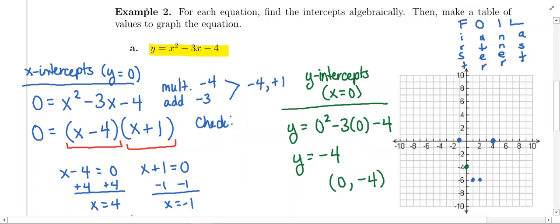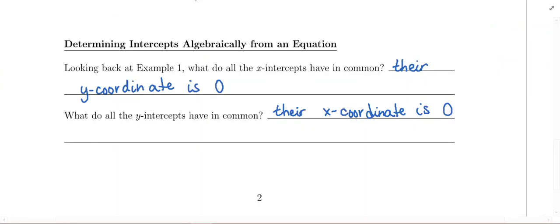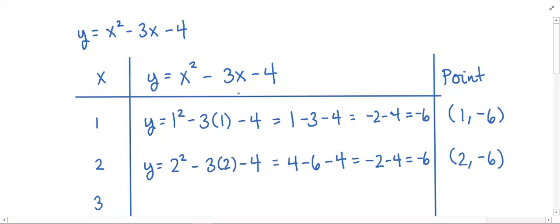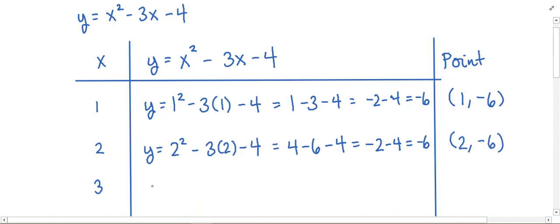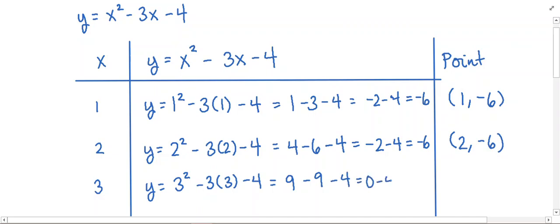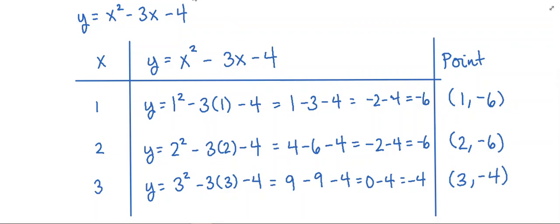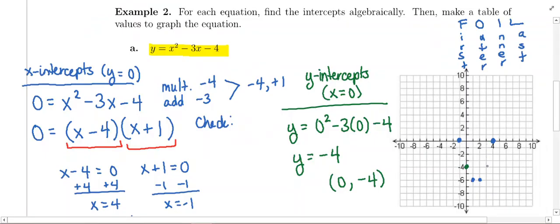Then we'll also plug in x equals 3. Oops, wrong page. All right, so here x is 3. Let's plug that in. So y is going to be 3 squared minus 3 times 3 minus 4. That's going to be 9 minus 9 minus 4. It's going to be 0 minus 4, which is negative 4. So if x is 3, the y value is negative 4. So we're going to plot the point 3, negative 4. That's going to be right here.